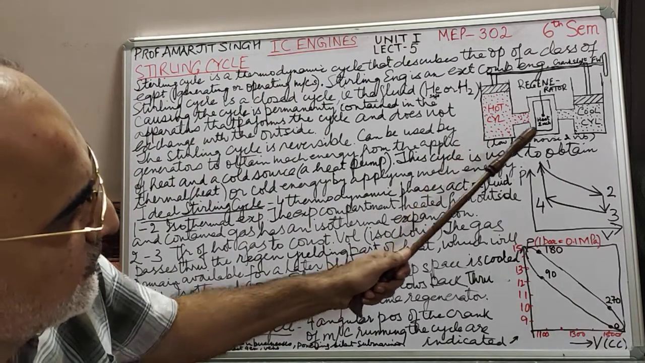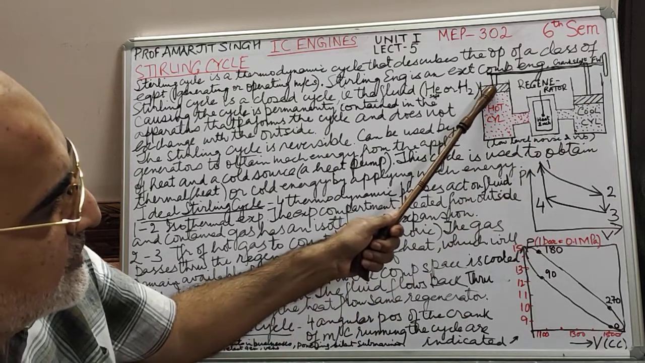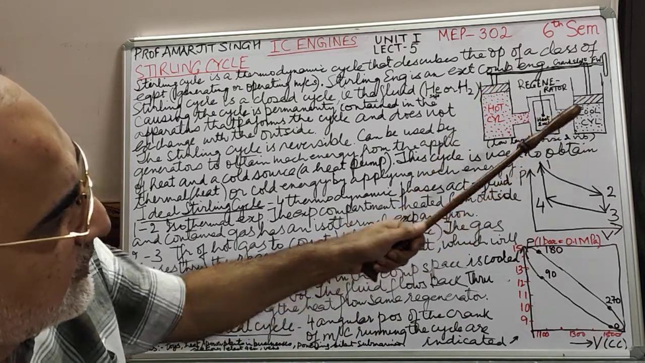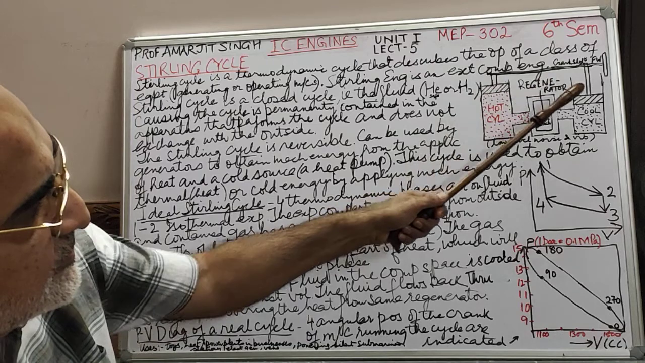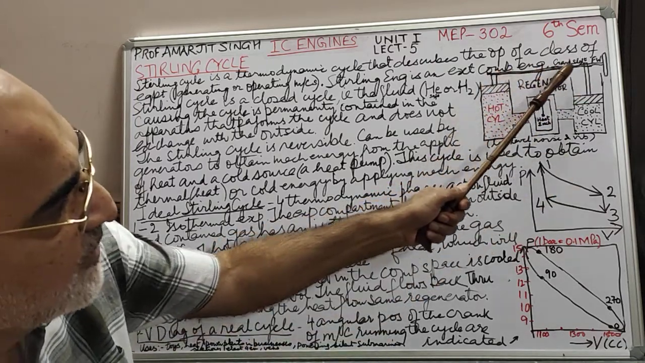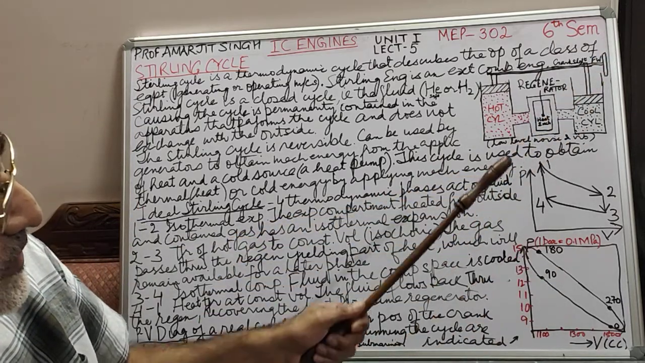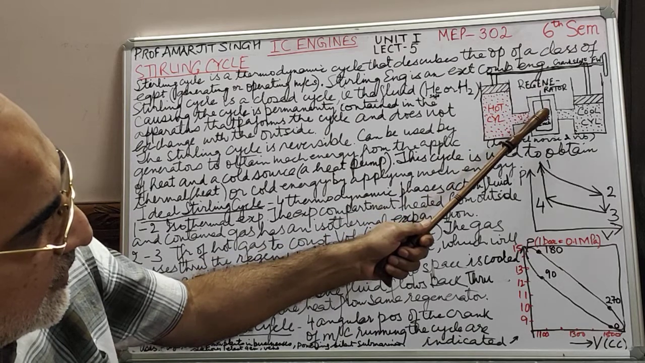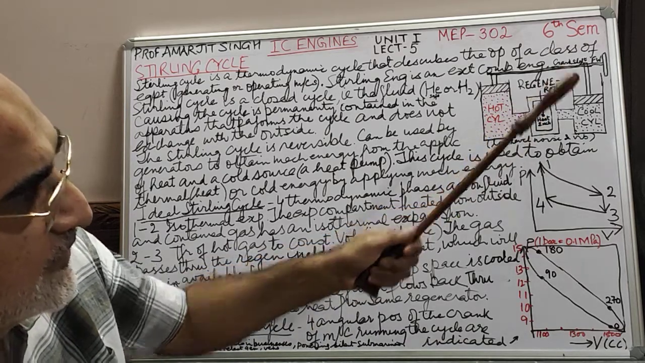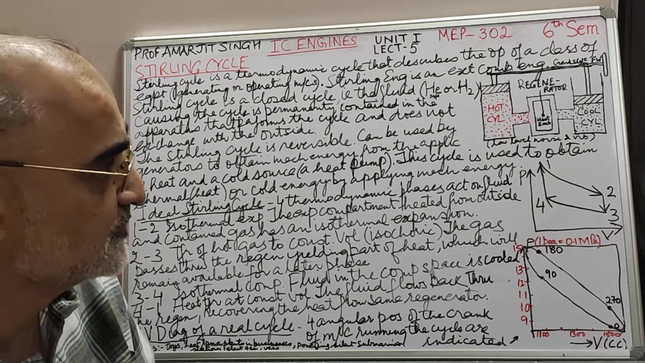There is a hot cylinder. There is a cool cylinder. This is the piston. Both these pistons are connected to the engine crankshaft. This is the crankshaft, and at the end there is the flywheel. Inside is a regenerator. What is a regenerator? It is nothing but a heat exchanger.